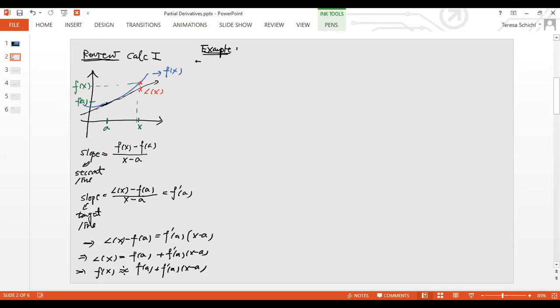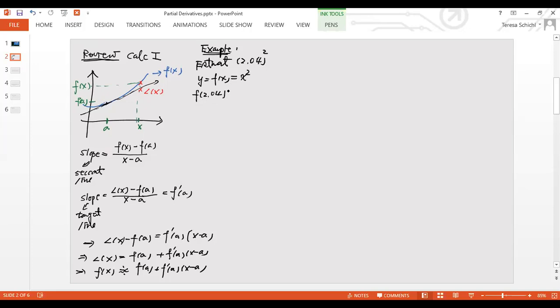So let's estimate 2.04 squared. I can say y equals the f of x function, this real function, is x squared, right? So basically, I'm just trying to find f of 2.04. So now let's see, how do I estimate?